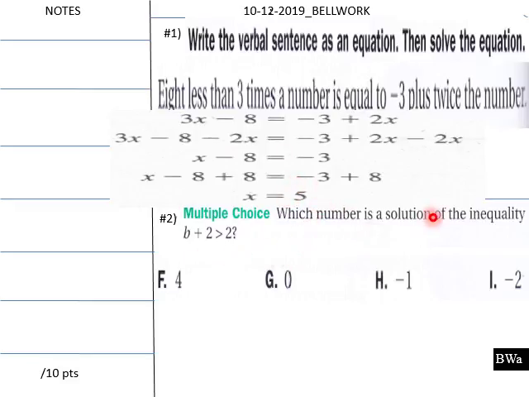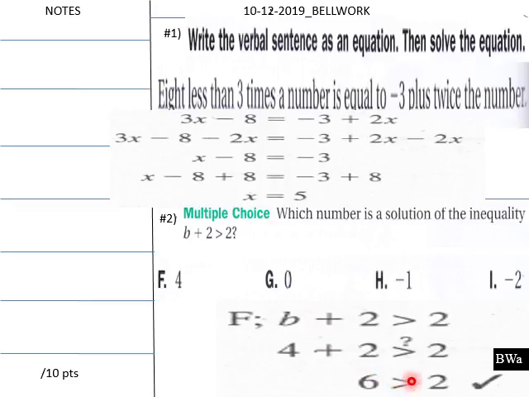And then down here, which number is a solution of the inequality up here? You solve your inequality, move this over here, and it would be 0.6 is greater than or equal to 2. So let's see here. Which number is a solution of the inequality? F would be 4 here. Negative 2, B plus 2, 4 plus 2 is a solution. 4 plus 2 is greater than 6. Yeah, 0 would not be. Negative 1 would not be. Negative 2 would not be. So F would be your solution.